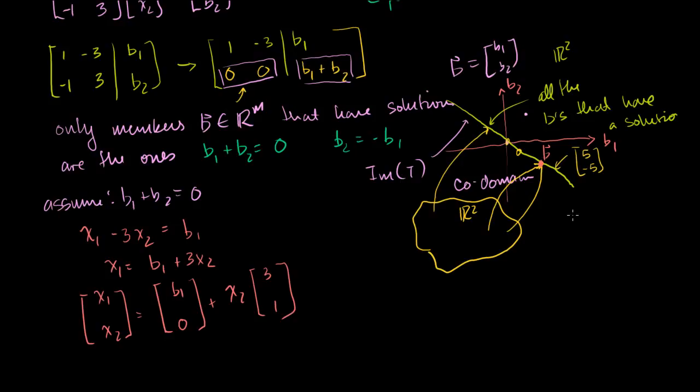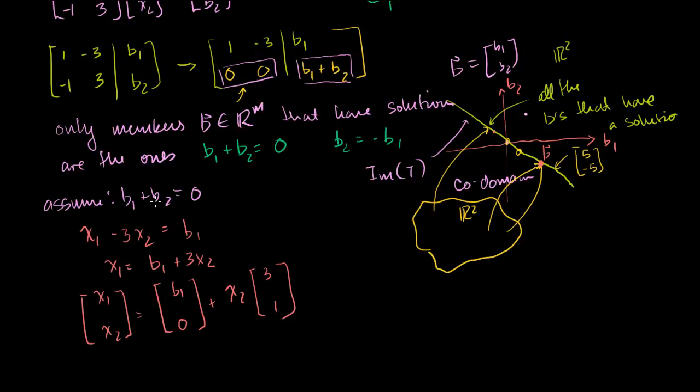So what we're saying here is, look, this transformation just maps to this line here for all of the vectors in our codomain where their two entries add up to zero. Now, let's assume that we actually have one of those vectors. And so, first of all, this is definitely not an onto transformation. But let's assume that we are dealing with one of those guys.